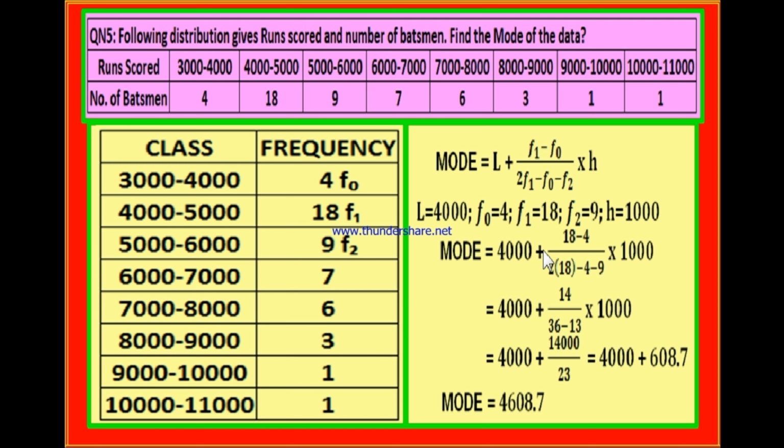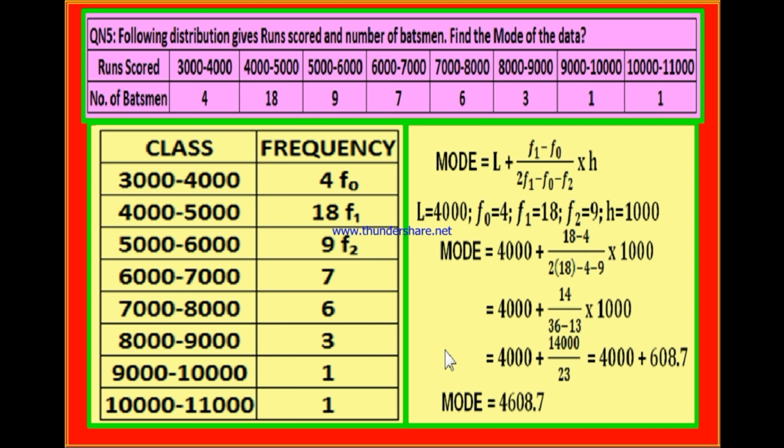Good, this is 14 divided by 2 is 18s, 36, minus 4 minus 9 is minus 13, into 1000. This is equal to 4000 plus 14 into 1000 is 14,000 divided by 36 minus 13 is 23. If we divide 14,000 with 23, you will get 608.7. Now you add 608.7 to 4000, so that the mode of the given data is equal to 4608.7. This is the mode of the given group data.